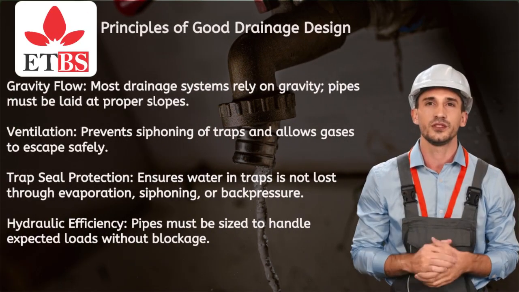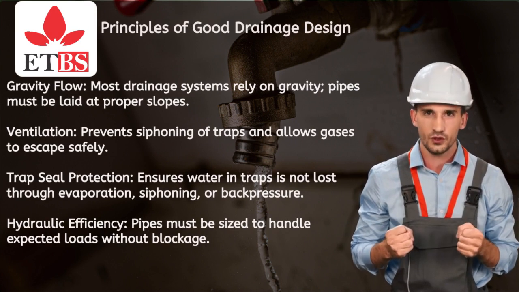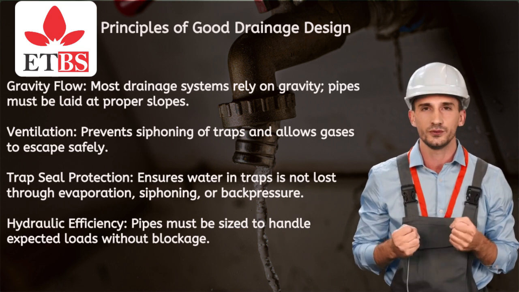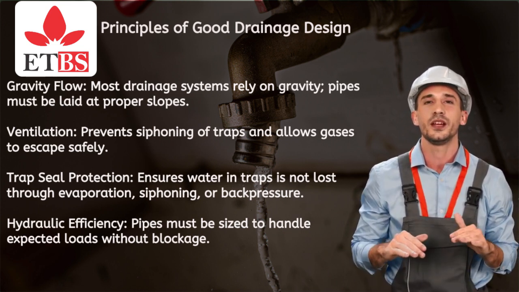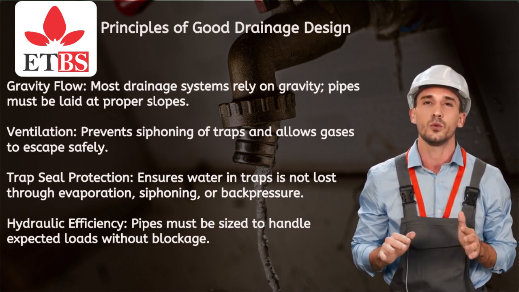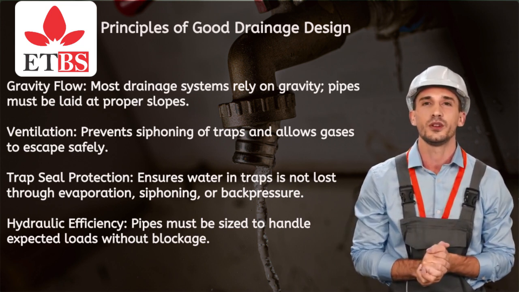4. Principles of good drainage design. Gravity flow. Most drainage systems rely on gravity. Pipes must be laid at proper slopes. Ventilation prevents siphoning of traps and allows gases to escape safely. Trap seal protection ensures water in traps is not lost through evaporation, siphoning, or back pressure.